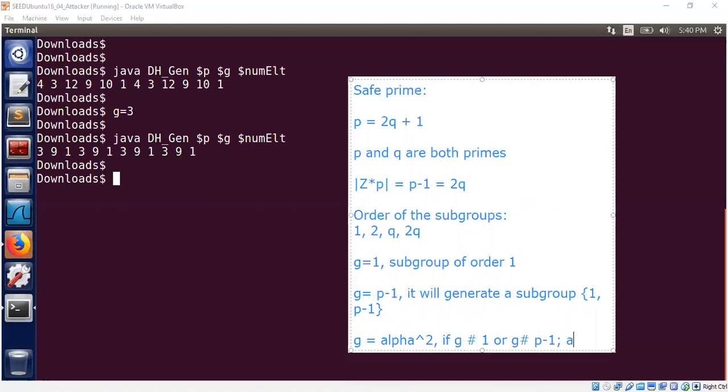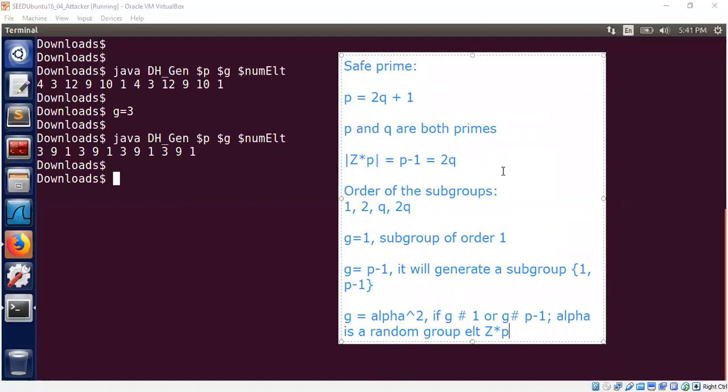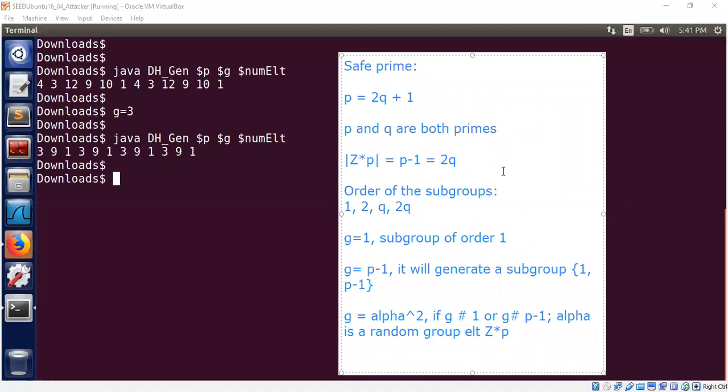Alpha is a random group element. You can just randomly select a group element from ZP star. That's not a big problem. It's easy to randomly pick an element and check whether it's a member of a group. A polynomial time algorithm will do that. And now this G will generate a subgroup of order Q. So we got a good G which will generate a subgroup of order Q.